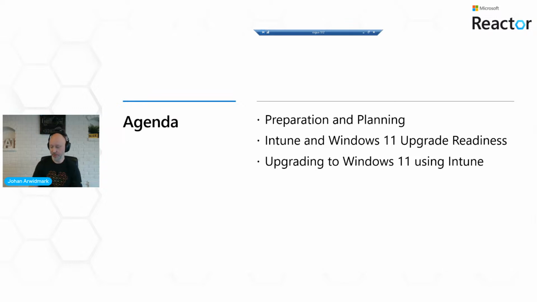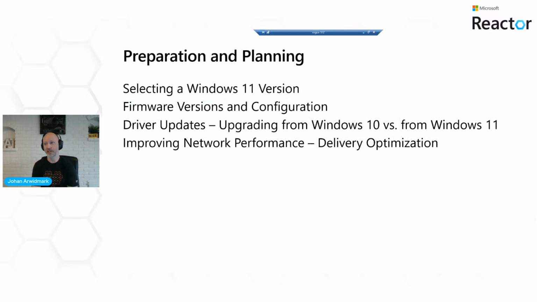Now, if we start to go into the preparation and planning phase, most of the customers I work with, because I work with organizations ranging from a few hundred devices to a few 100,000 devices, the most popular Windows 11 versions to upgrade using Intune is either Windows 11 Enterprise or Education. The benefit of those platforms is, of course, the richness of security features they have and also management capabilities. But Intune does support upgrading Windows 11 Pro as well.